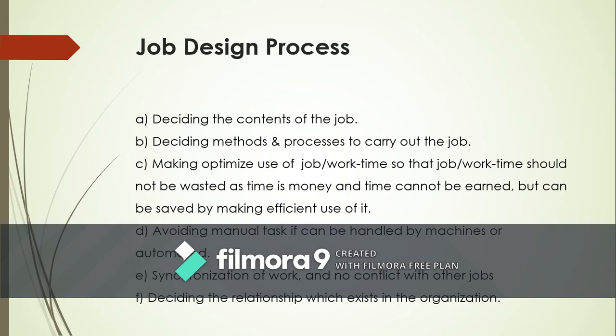Fourth one is avoiding manual tasks if can be handled by machines or automated. And fifth one is synchronization of work and no conflict with other jobs. And the last one is deciding the relationship that exists in the organization.